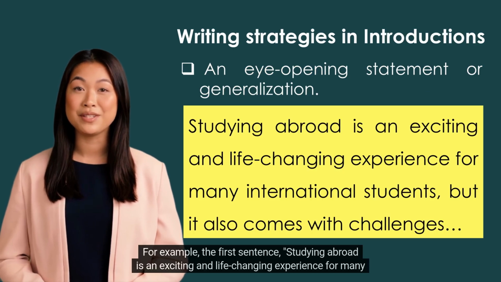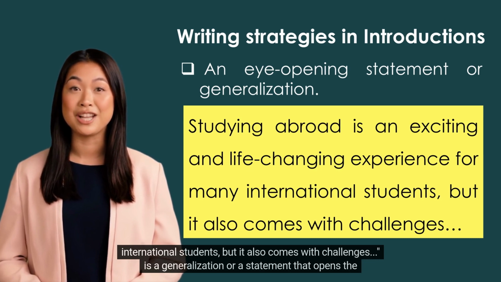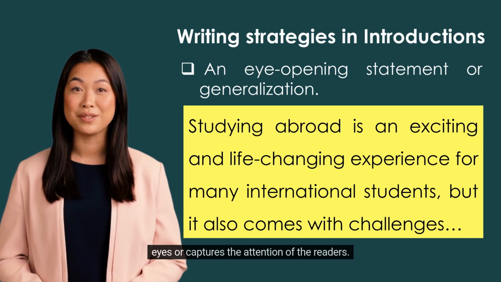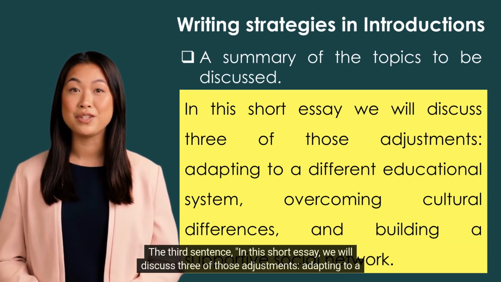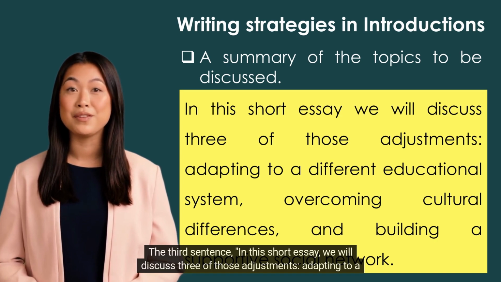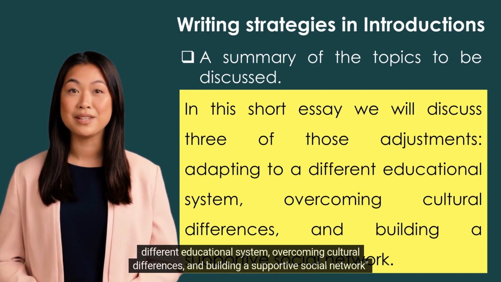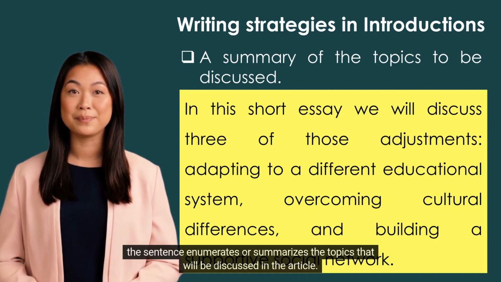For example, the first sentence, "Studying abroad is an exciting and life-changing experience for many international students, but it also comes with challenges," is a generalization or a statement that opens the eyes or captures the attention of the readers. The third sentence, "In this short essay, we will discuss 3 of those adjustments: adapting to a different educational system, overcoming cultural differences, and building a supportive social network." The sentence enumerates or summarizes the topics that will be discussed in the article.